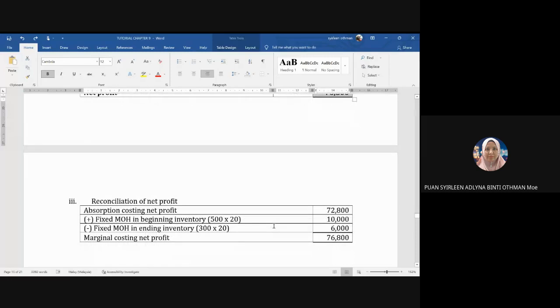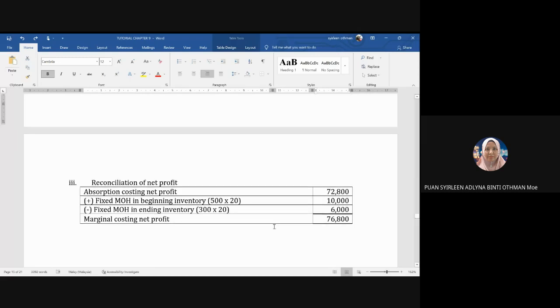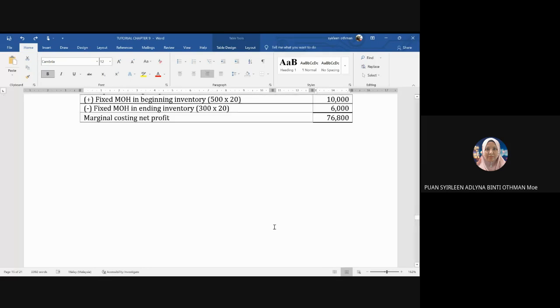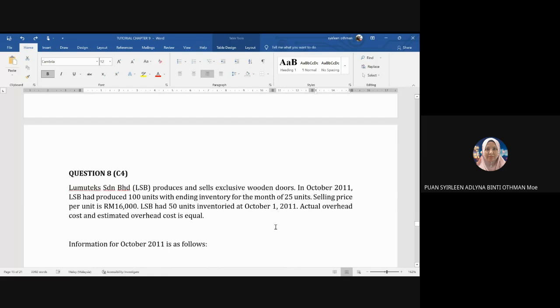Okay, so reconciliation tadi beza dekat beginning inventory is 10,000. Beza di ending inventory is 6,000. So 72,800 plus 10,000 minus 6,000, you akan dapat 76,800. Okay, alright. Itu untuk soalan 7. Okay. Go straight to soalan 8.